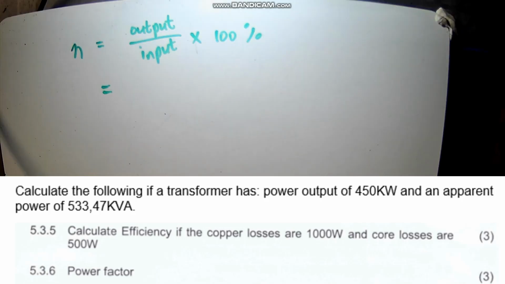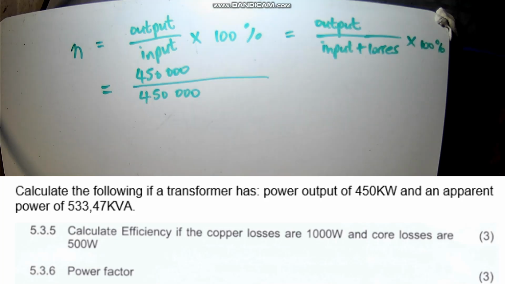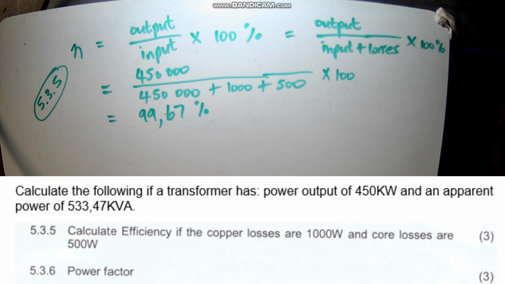So efficiency is output over input times 100% to convert it to a percentage. So don't forget to add the losses into the denominator. So our true power there is 450,000. Then we're going to add the losses into the denominator. Plugging that into the calculator, we get 99.67%.